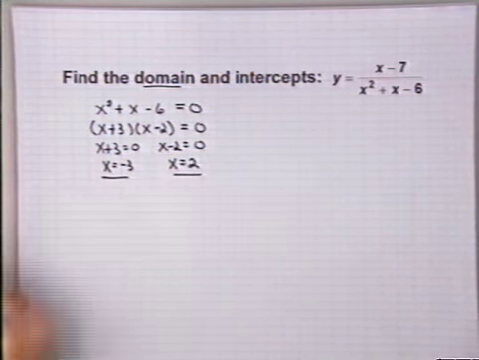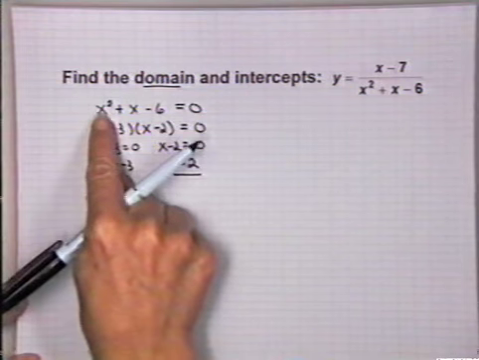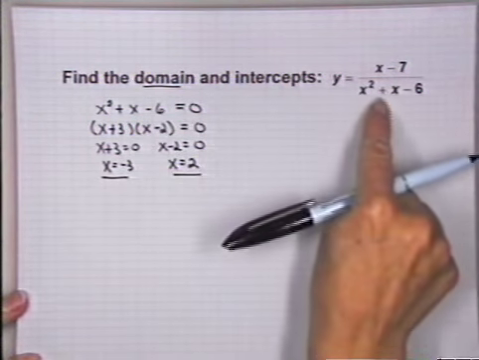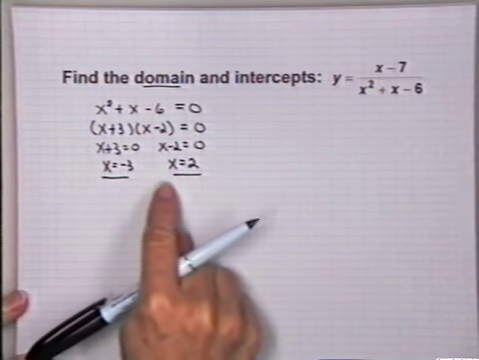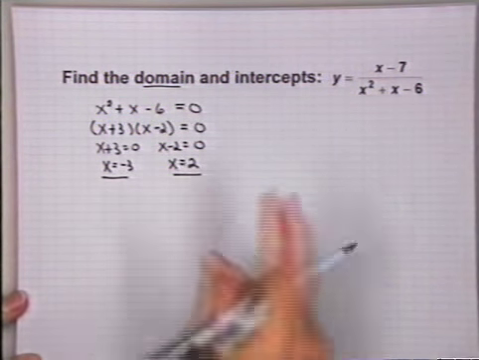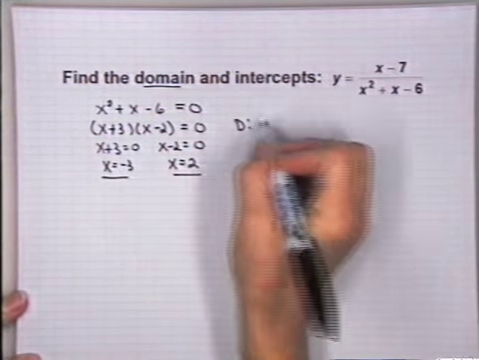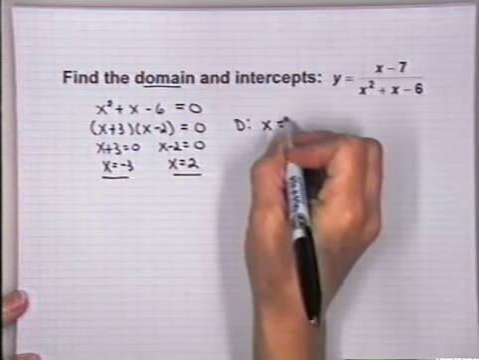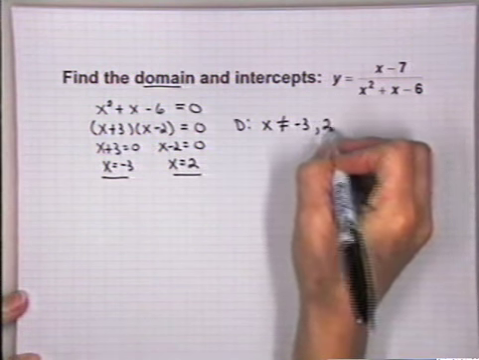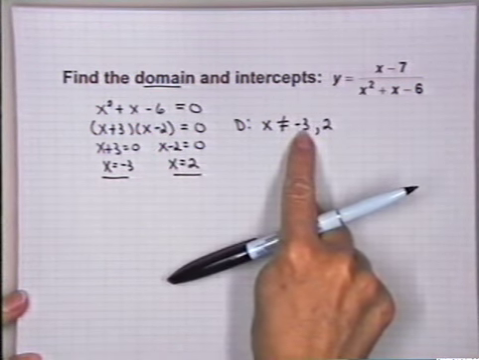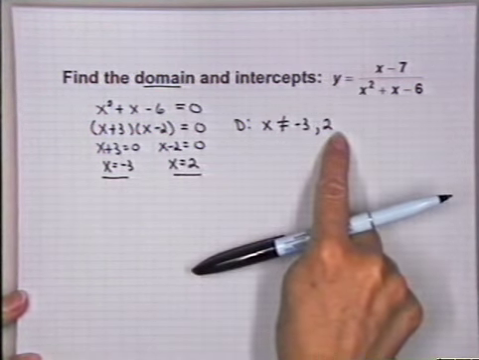Now, these are the two x values that will make x squared plus x minus 6 become 0. So these are the two x values that I may not use. So for our domain, I'm going to say over here that x cannot be -3, and I'm just going to put a comma and put a 2. x cannot be -3, x cannot be 2.